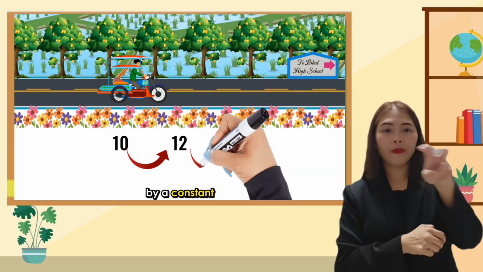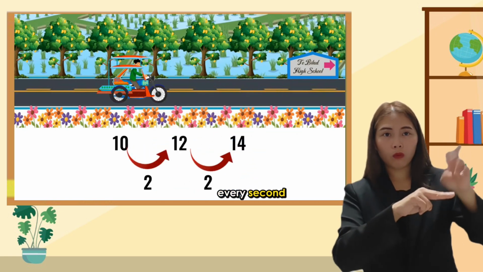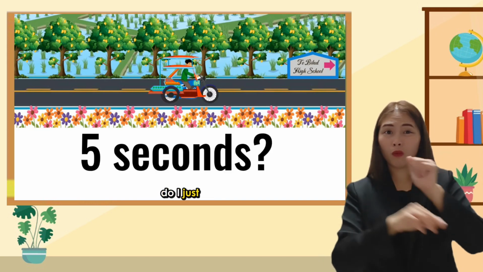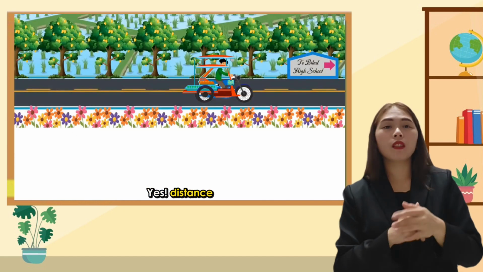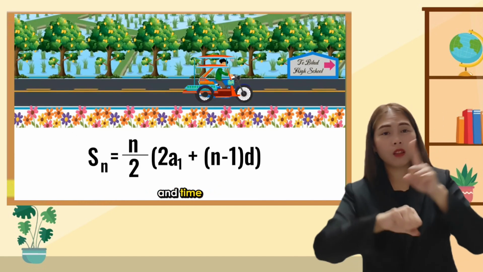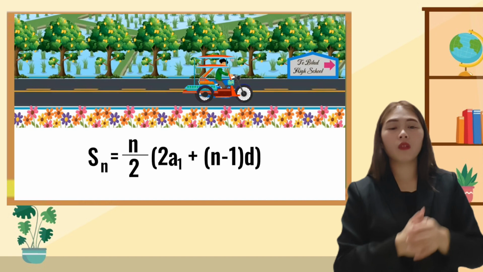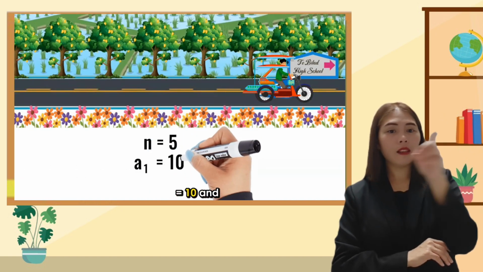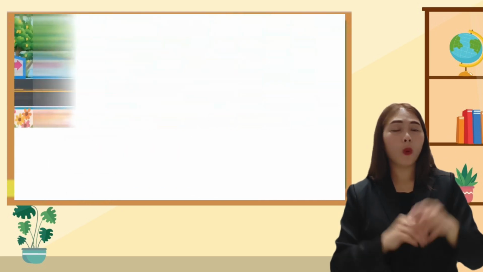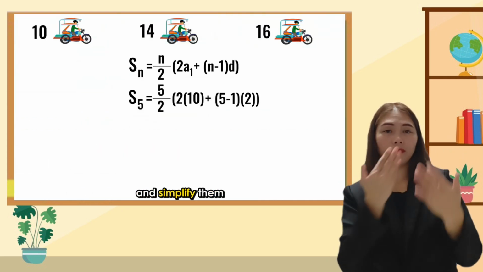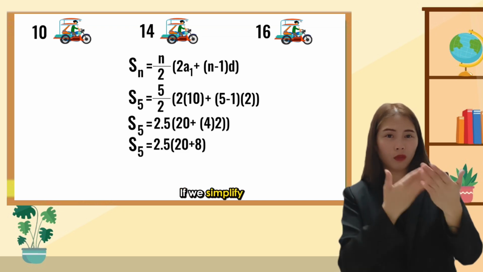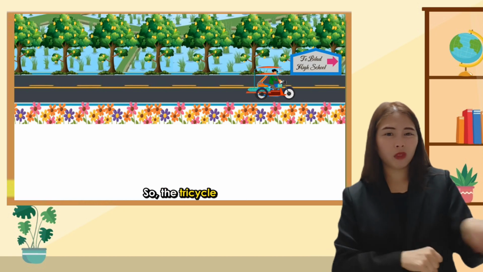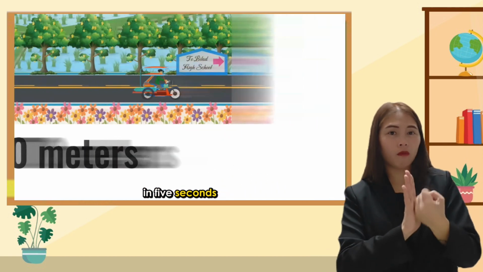The speed increases by a constant difference of 2 meters every second. But if I want to know how far the tricycle has traveled in 5 seconds, do I just add them all up? Yes, distance here is the sum of the product of speed and time. That's an arithmetic series. In this example, n equals 5, a sub 1 equals 10, and d equals 2. Let's substitute the values given and simplify them by following the operations. If we simplify it, the answer is equal to 70 meters. So, the tricycle traveled 70 meters in 5 seconds.